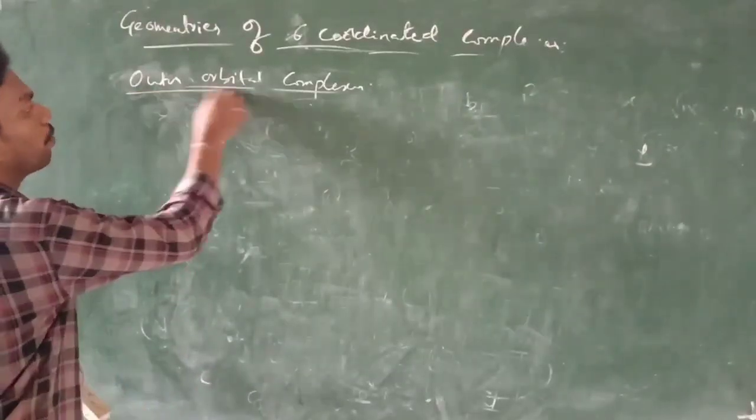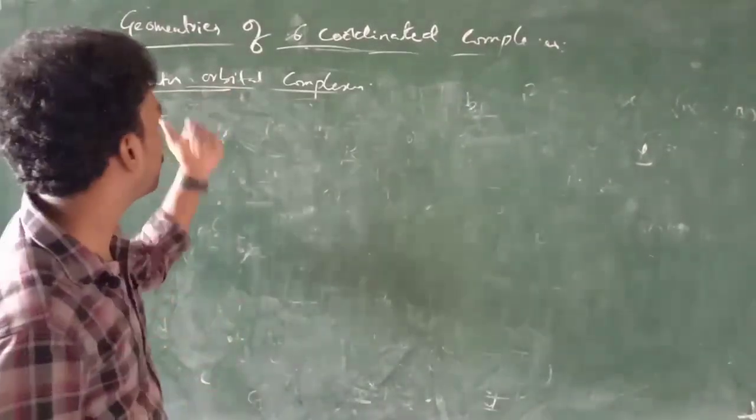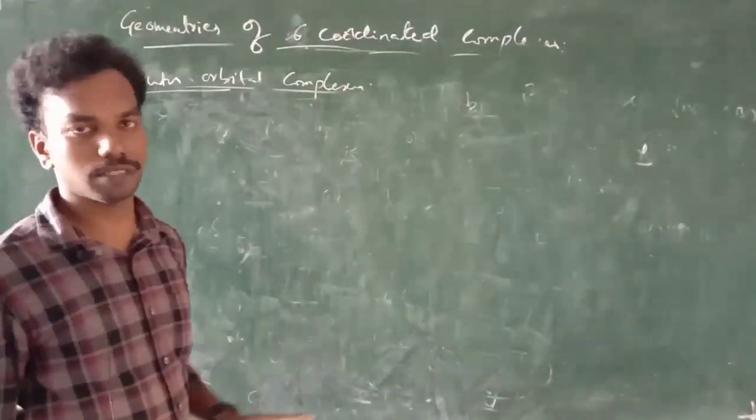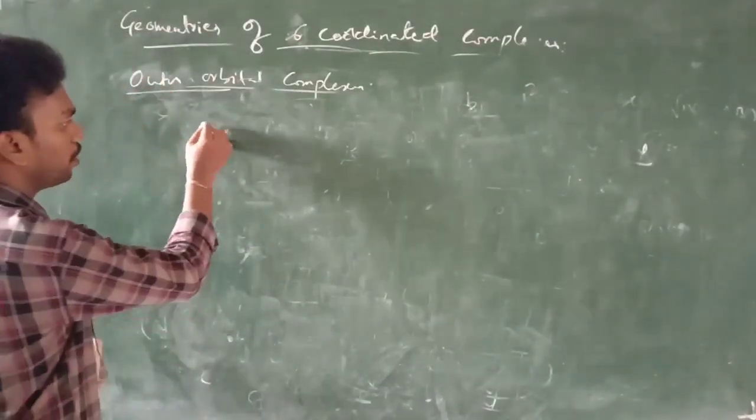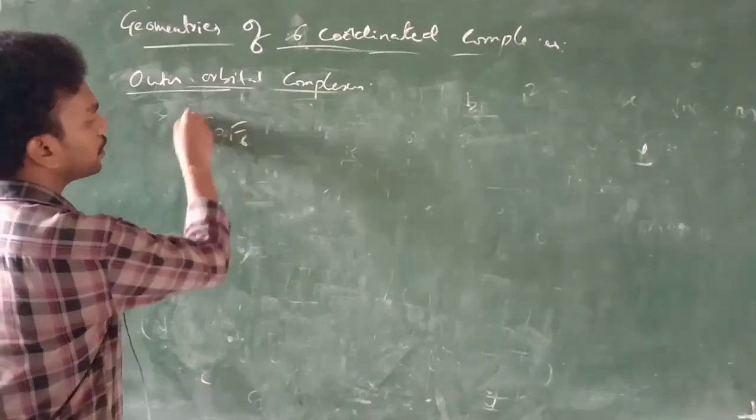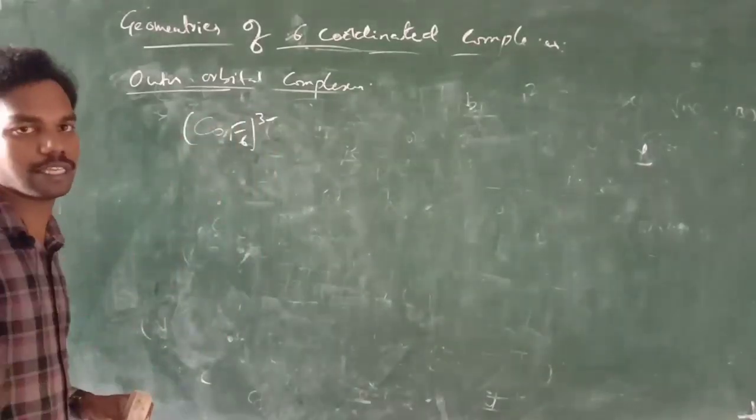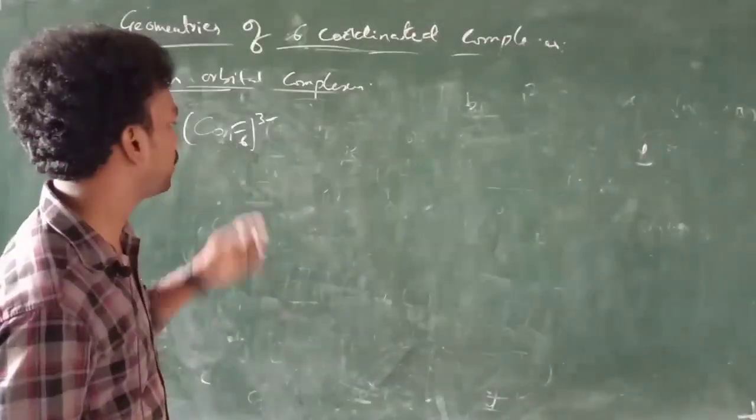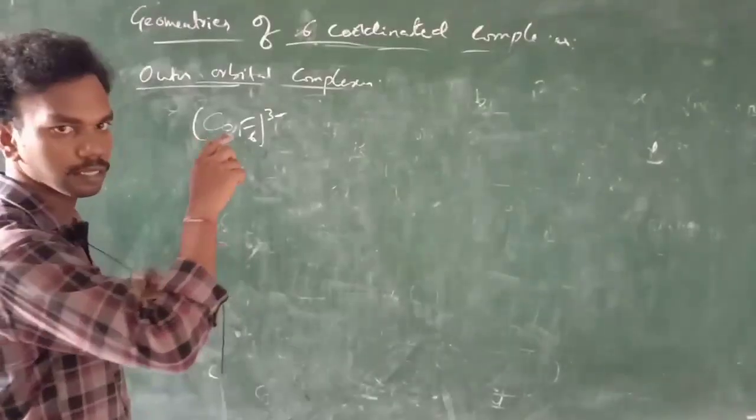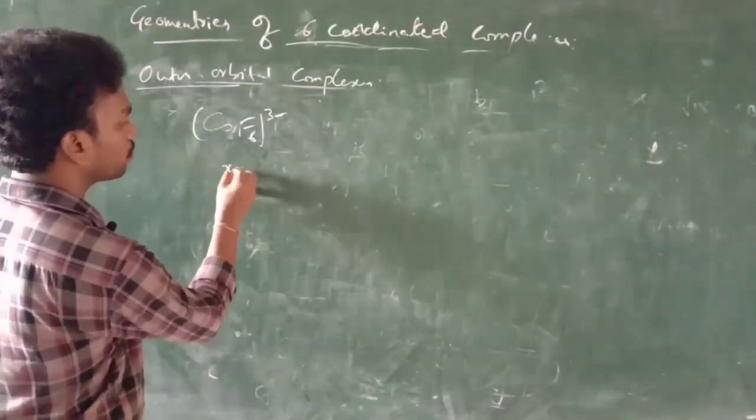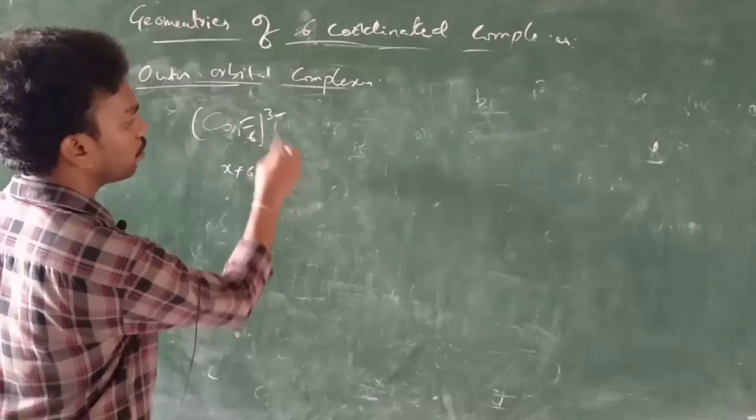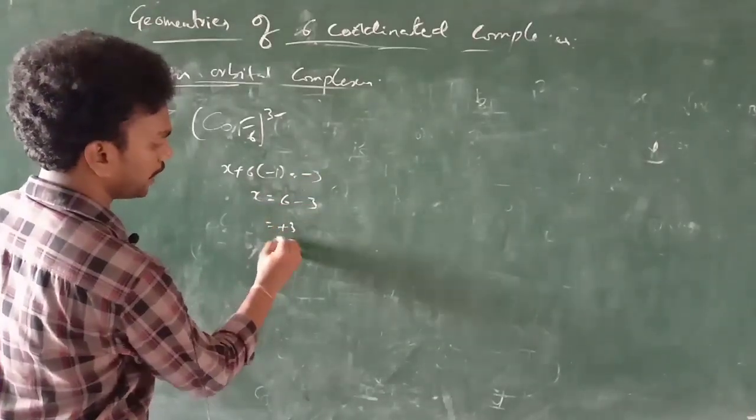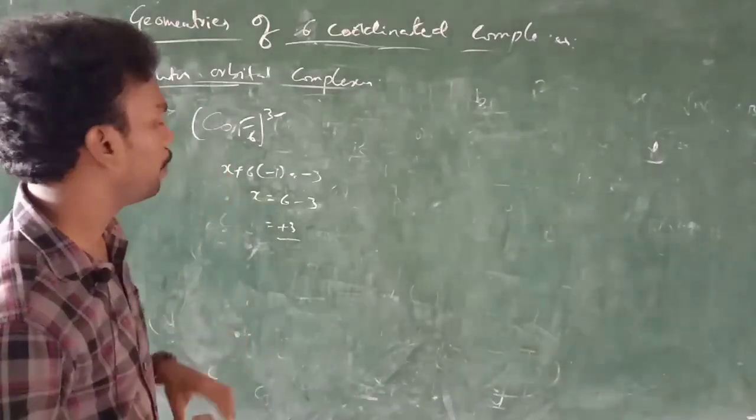Next, outer orbital complexes. Outer orbital means that in the hybridization, outer d orbitals are involved. So let us take an example: [CoF6]3-. Here fluorine is a weak ligand. All halogens are weak ligands. Oxidation state of cobalt here: x plus 6 times fluorine's minus 1 equals the overall charge minus 3. So x equals 6 minus 3, which comes out to be plus 3. The oxidation state of cobalt here is plus 3.